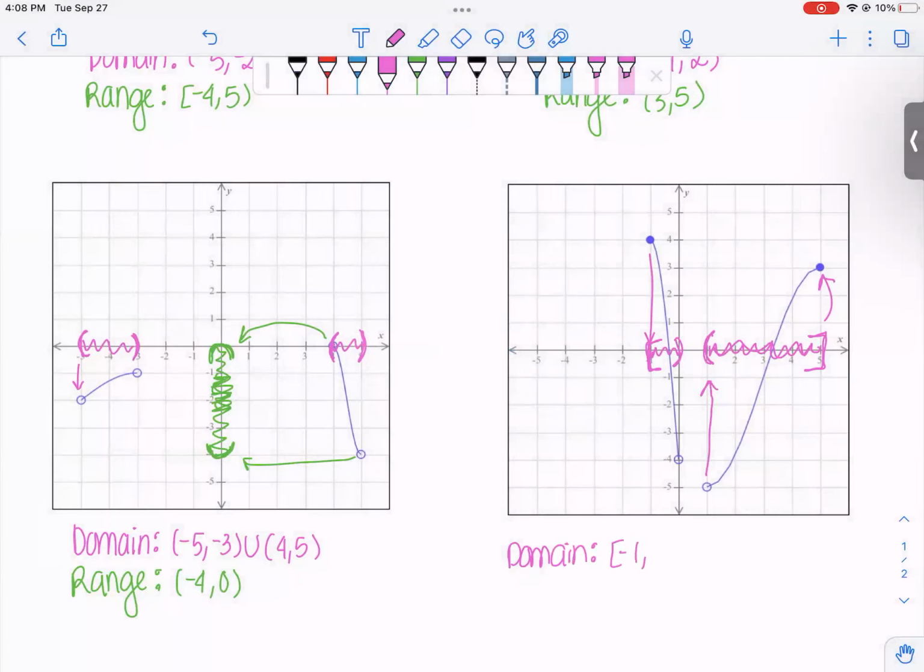Ooh, well, perfect time to finish this video. We have -1 to 0, union 1 to 5. Oh man, and my voice is going out too. So good time to stop because we're almost there.